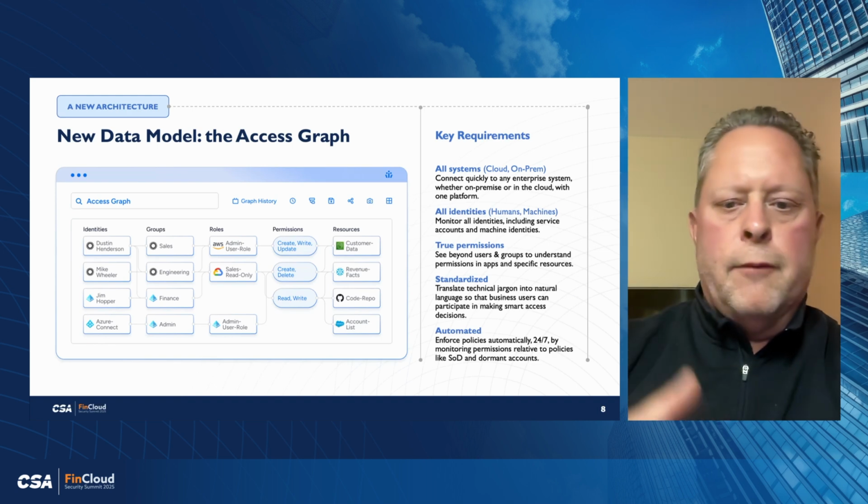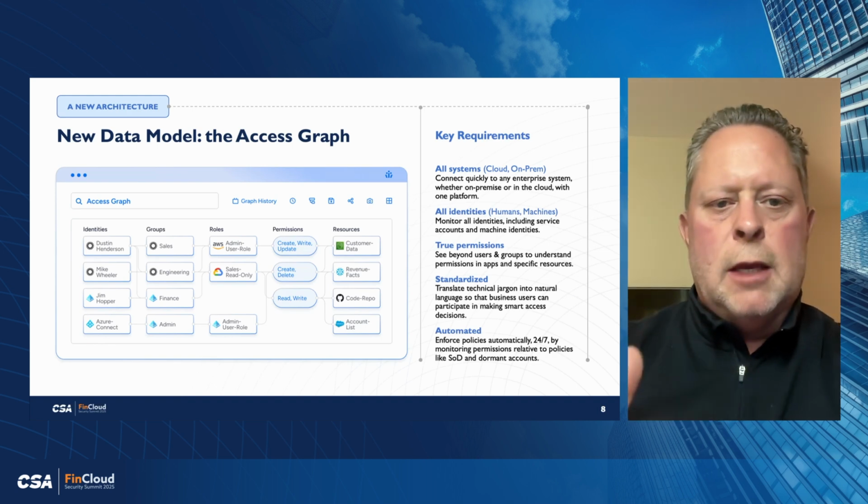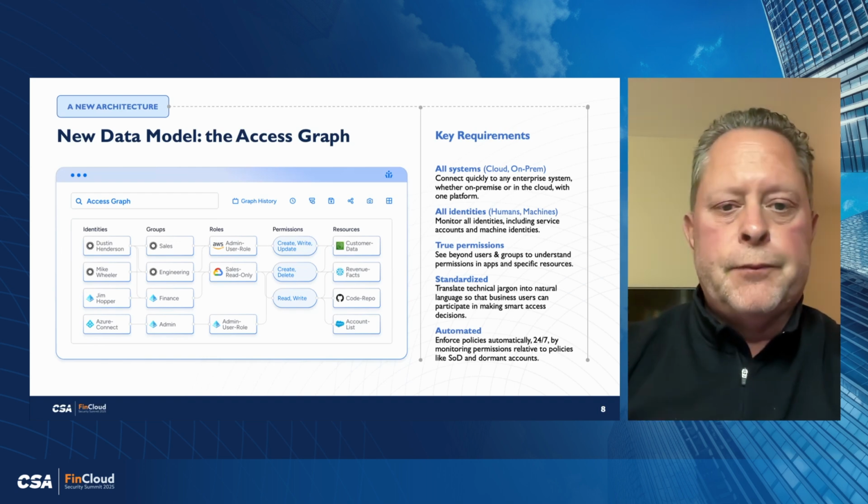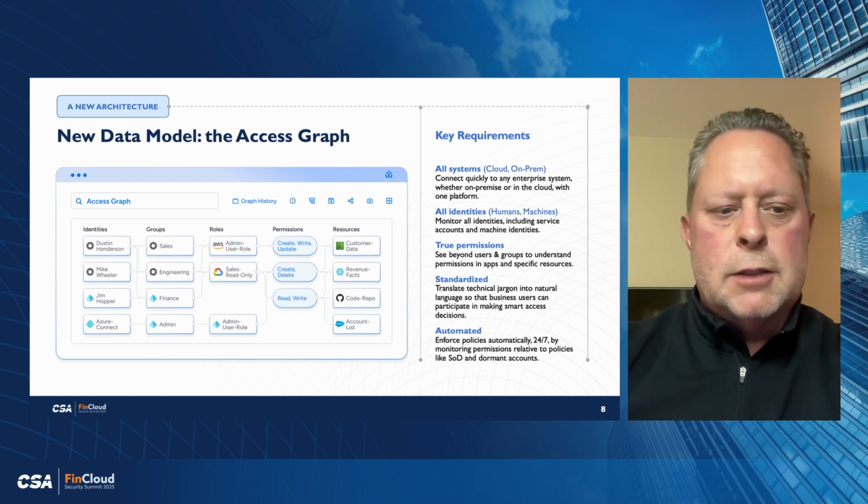But this concept is basically a new data model. This isn't about one platform or one specific product, but the new data model here is an access graph using graph technology. The directory structures, the tree structures, the relational structures can't cope anymore. They don't have the level of variability. They don't have the capabilities required to solve this problem.